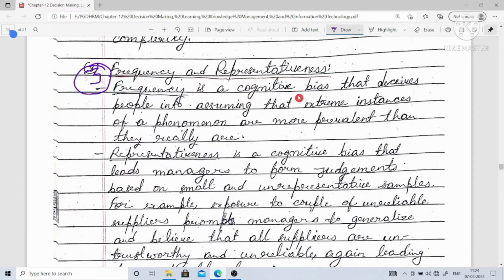So what is this frequency? It is a type of cognitive bias that deceives people into assuming that extreme instances of a phenomenon are more prevalent than they really are. Here it may be possible that the extreme phenomenon is rare, but people may think that extreme instances of a phenomenon are more prevalent. Okay, so this is frequency.